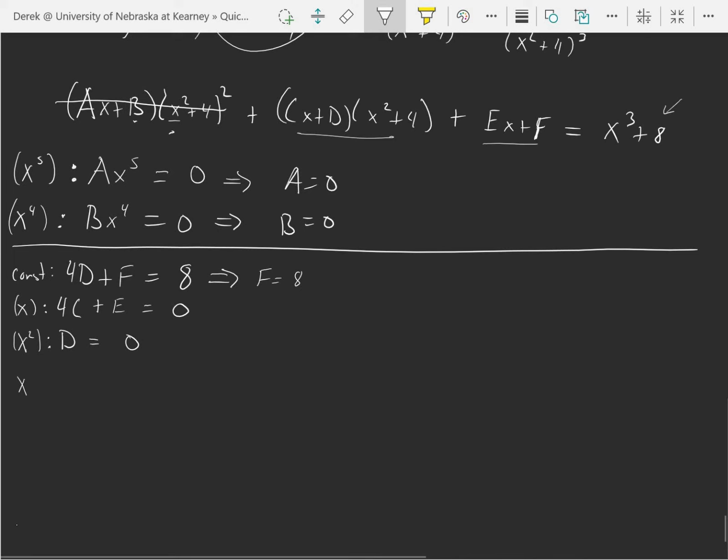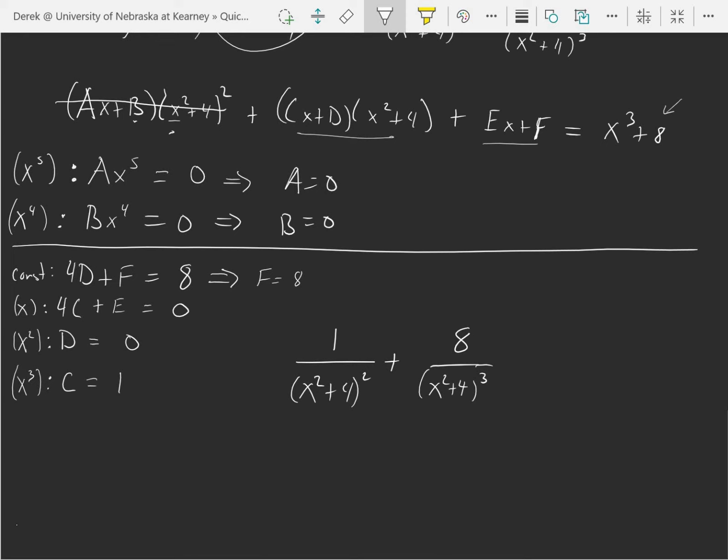How about the x cubed term? And that would give us all of them. X cubed, the only way to get x cubed is c. C equals 1. So my decomposition is going to be 1 over x squared plus 4 squared plus 8 over x squared plus 4 cubed.